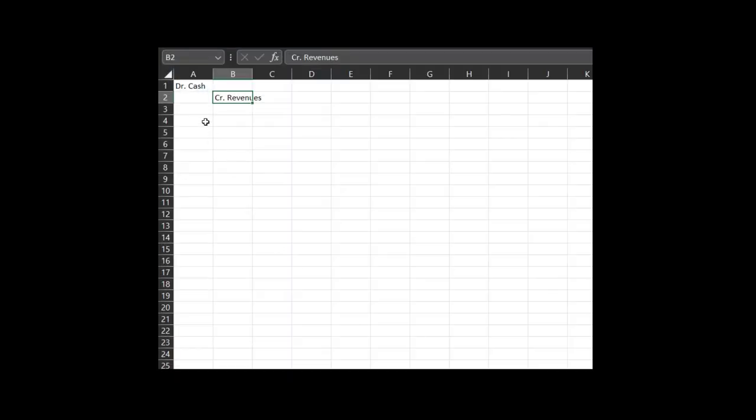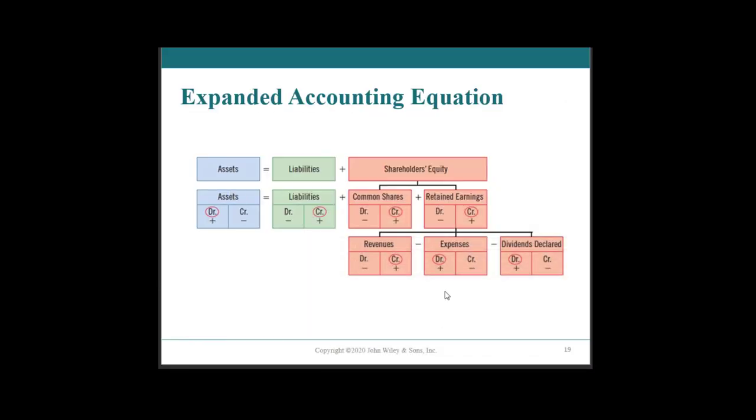Expenses, though, are debits. We had to pay some salaries, and that means that cash decreased. So when expenses increase, that's going to be a debit to our expense. So at the end of the day, we have all of our debit balance expenses and our credit balance revenues.